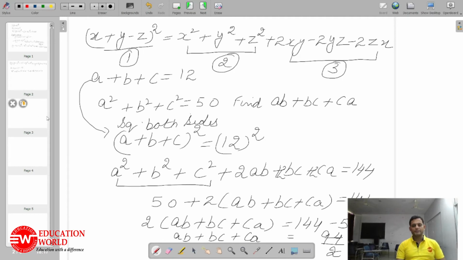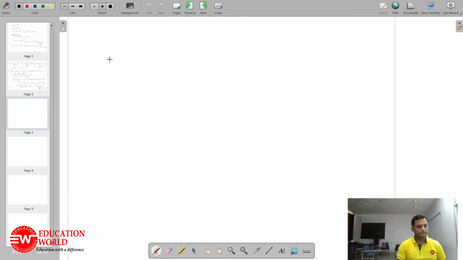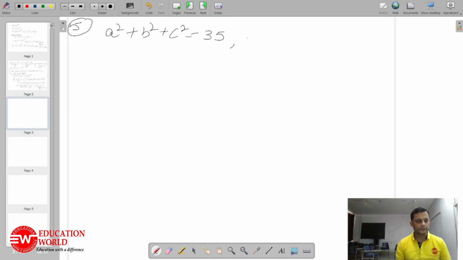Take one more example. So it will be your fifth question. Again a square plus b square plus c square is given as 35. This time ab plus bc plus ca they have given us as 23, and they are saying to find a plus b plus c.